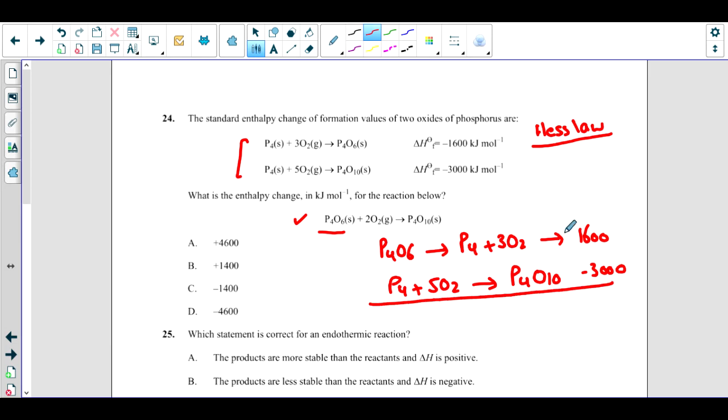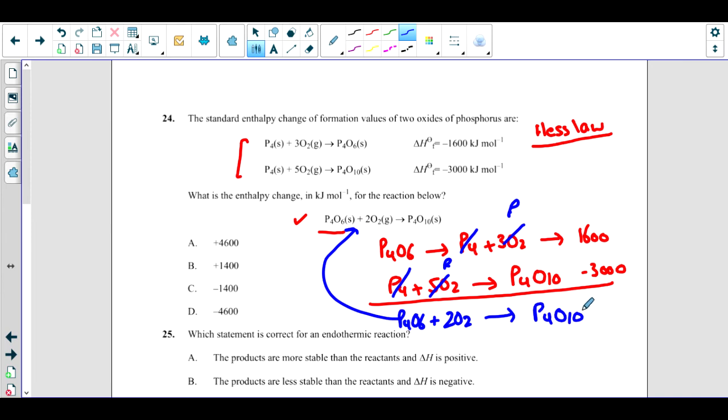Now let's see if there is any cancellation here. This P4 cancels with P4. This is 5O2, this is 3O2. This is product, this is reactant. So they can cancel, but how much will be left? 2O2 left on the reactant side. And what else do we have? P4O6 plus 2O2 will give us P4O10. We are getting our main equation. So what's the answer here? Our answer is negative 1400 when we add these two. So the correct answer here is C.